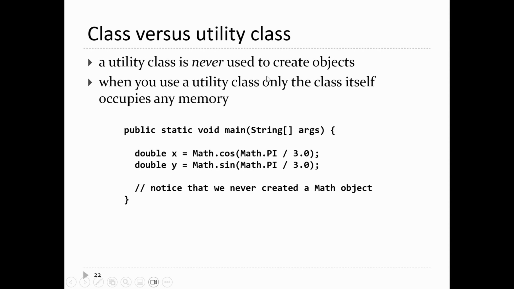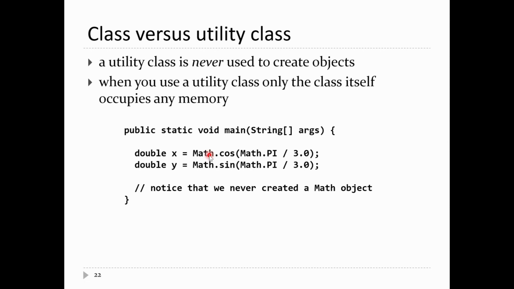Arrays, the class Arrays, is the class that has methods that operate on Java arrays. A utility class is never used to make objects. One reason for this is that whenever you make an object, that object takes up some memory. If you don't need an object to call the method, it doesn't make sense to use up memory to make the object. So when you use a utility class, it's only the class itself that occupies any memory.